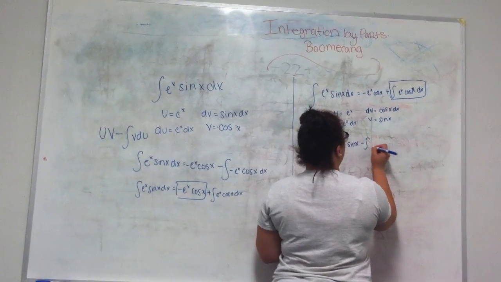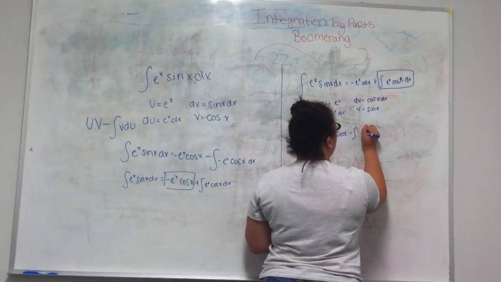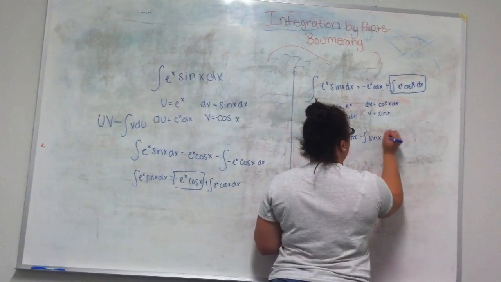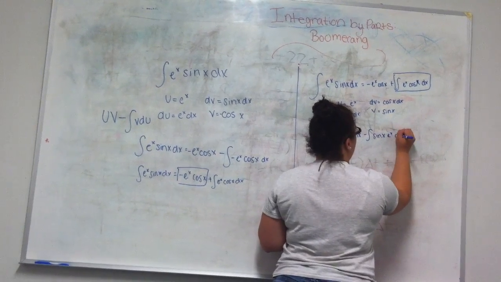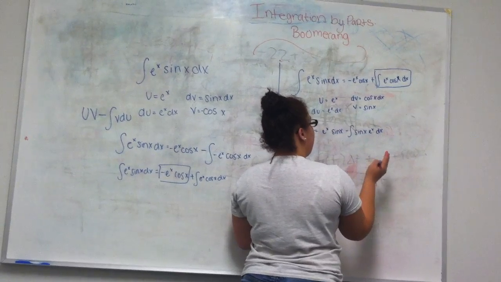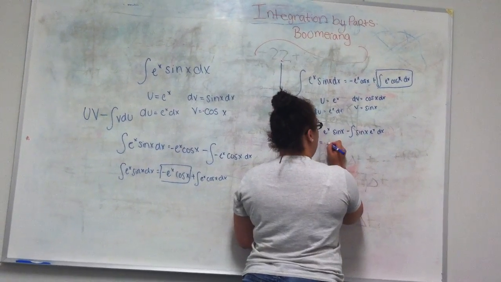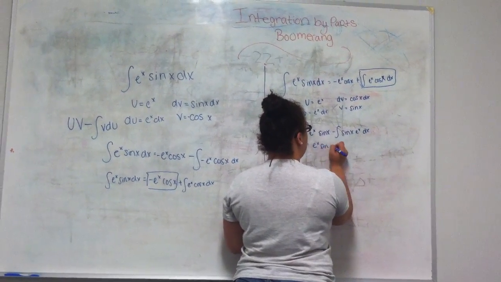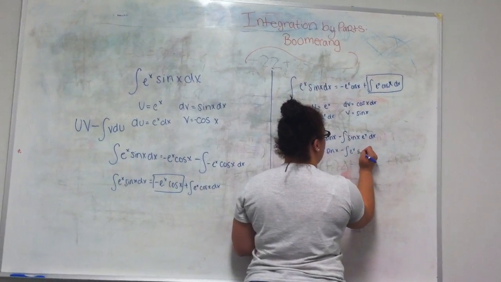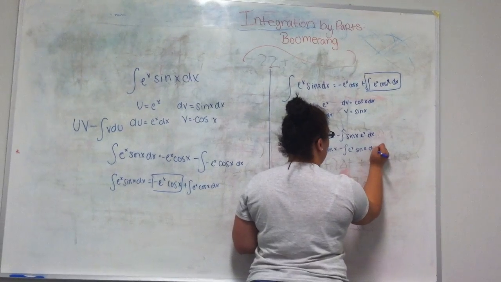minus the integral of v, sine of x, du, e to the x dx. And as I mentioned before, we should take it out and simplify it to be, again, e to the x sine of x minus the integral of e to the x sine of x dx.